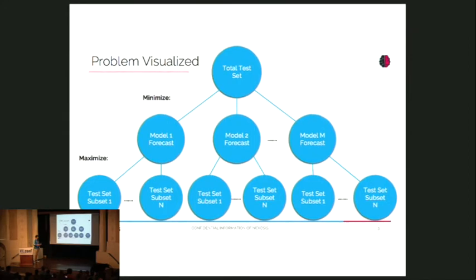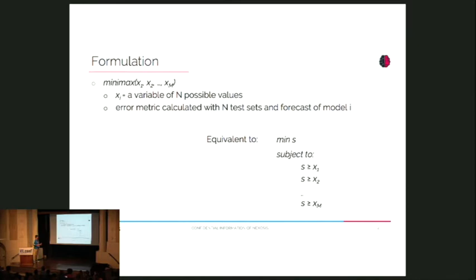And so mathematically, this looks like a minimax problem. You have a random variable x for each node, and this variable x can take on n possible values. And so this variable x is an error metric, and it's calculated with your n test sets and the forecast of model i. And so this is equivalent to this linear program shown here, minimizing some variable s, subject to the constraints that s must be greater than or equal to each of your variables.